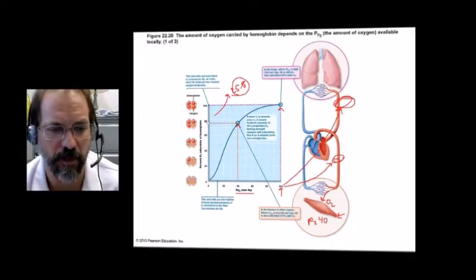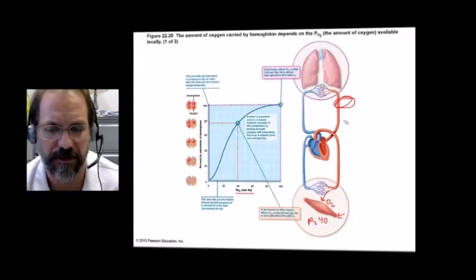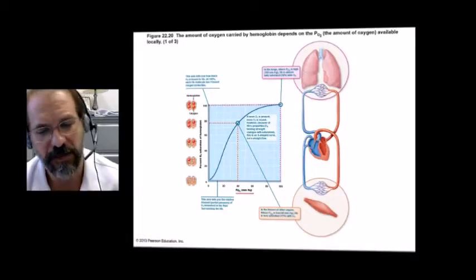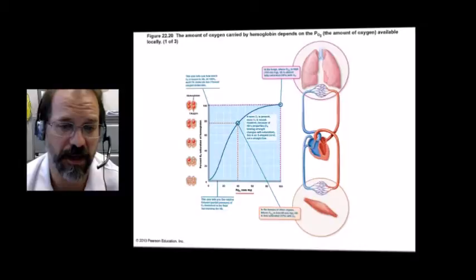So that's the standard curve. The way you use the curve is you pretty much pick a PO2, and then you look up on the chart what percent saturation you would expect the hemoglobin to have at that particular PO2. And if that were the whole story, it'd be interesting enough.